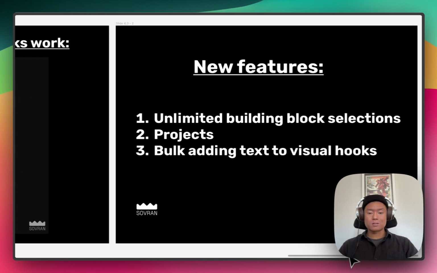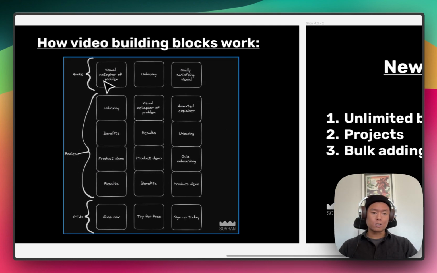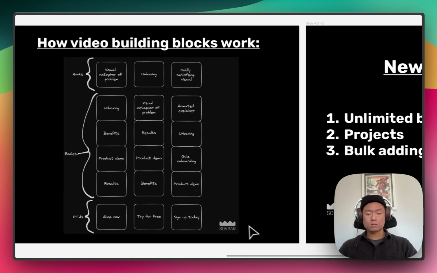Number 1, you get unlimited building block selection. So if we go back to this visual here, you can select an unlimited amount of hooks, an unlimited amount of body videos, and an unlimited amount of call to actions to stitch together. So what you can do, for example, is you can select 20 hooks, 10 body videos, that'll be 200 variations, and you can even select, let's say, 2 or 3 different call to actions, and that'll be 400 to 600 video ad variations. Not advising you to do that because you need a lot of budget to test all that, but that's what's possible now.